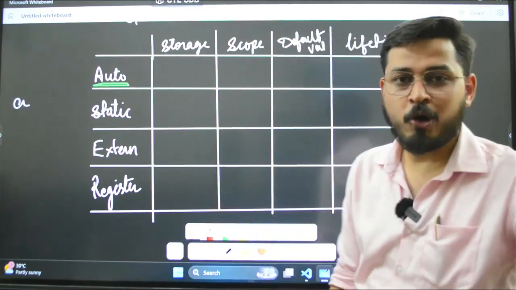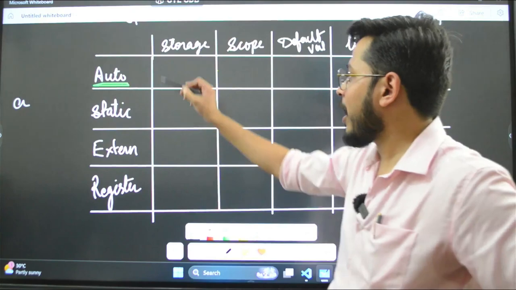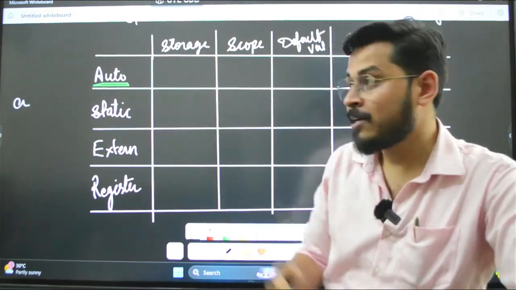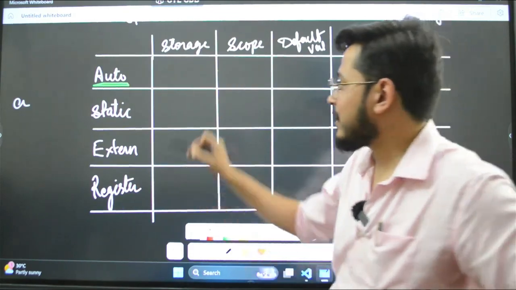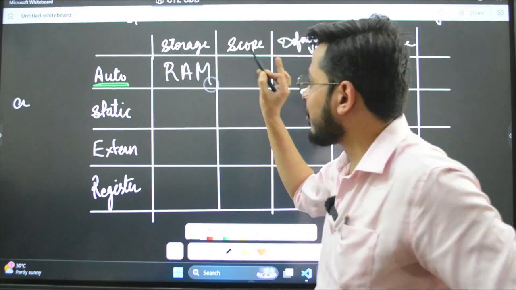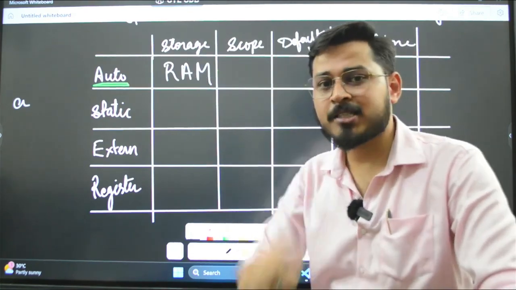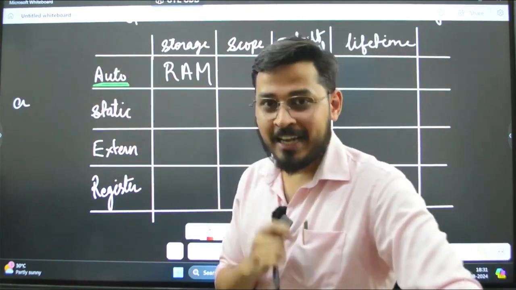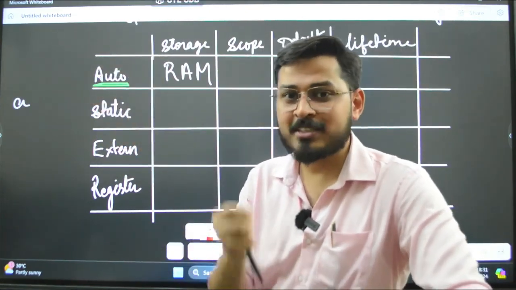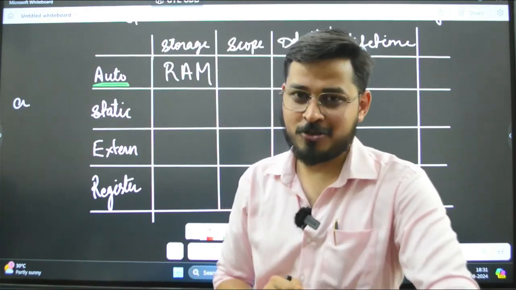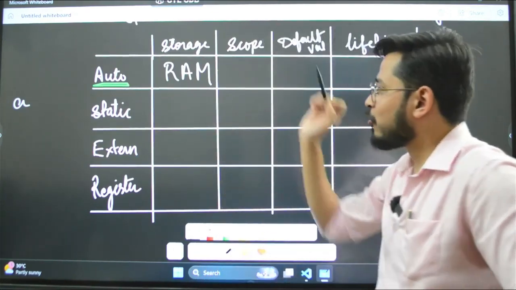When we are talking about the auto type of storage class, what is its storage, where does that type of variable get created? That type of variable gets created in the RAM of your system, random access memory. So, when you have created a variable a, normally whose storage class is auto, it gets created in your RAM storage. What is its scope?